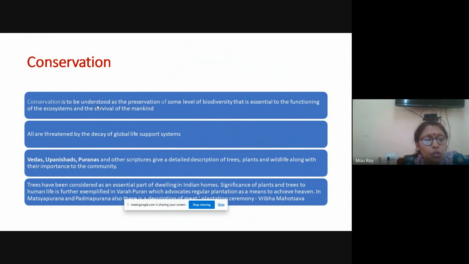Now, to promote conservation of nature, what is conservation? As I've discussed, it is basically preservation of biodiversity that is very much essential for the functioning of the ecosystems and the survival of mankind. We all are threatened by the decay of global life support systems.